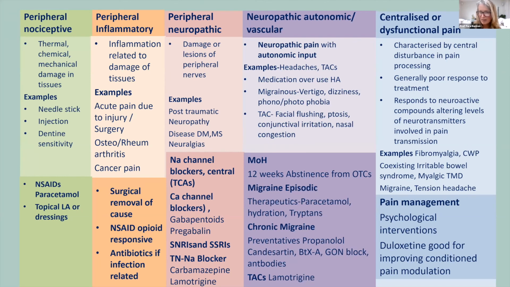Chronic migraine needs preventatives, so you're thinking more about antihypertensives if they're hypertensive, GON blocks, greater occipital nerve blocks, and possibly botulinum toxin, which is now NICE recommended. And for TACs, the go-to drug is lamotrigine. So there are specific mechanisms.